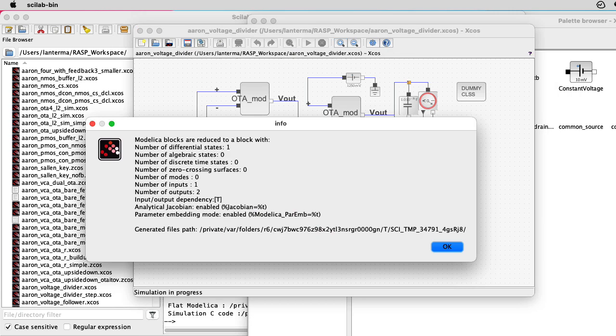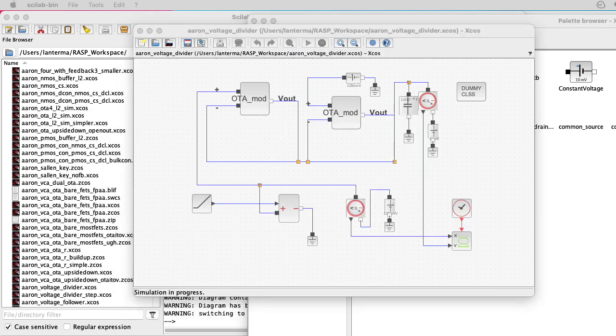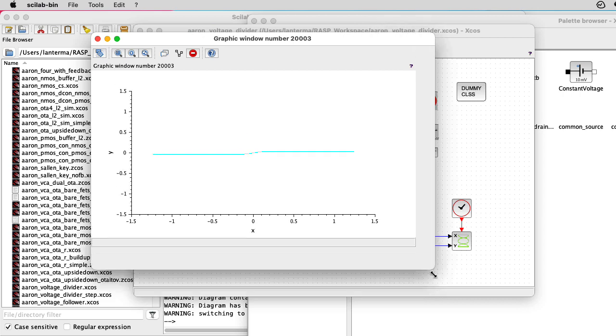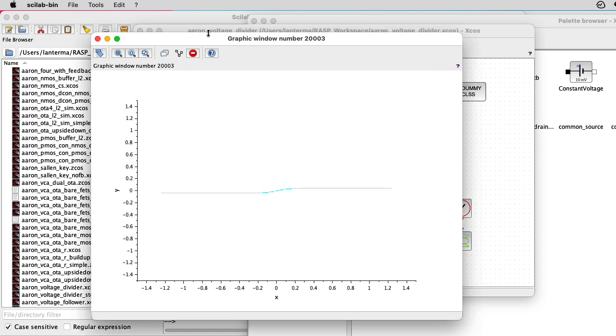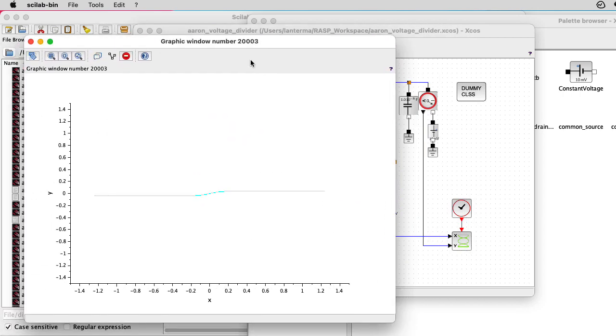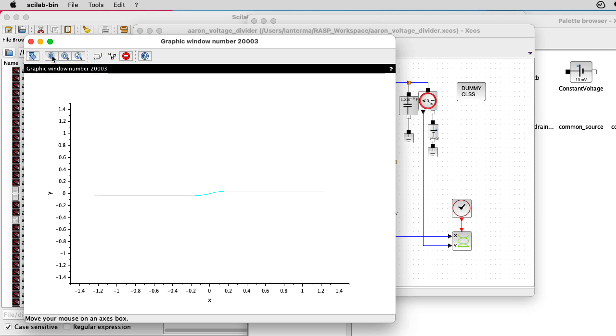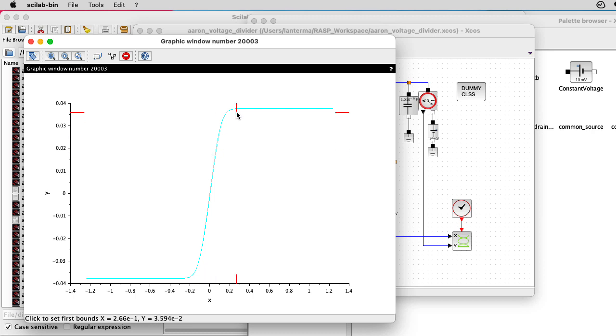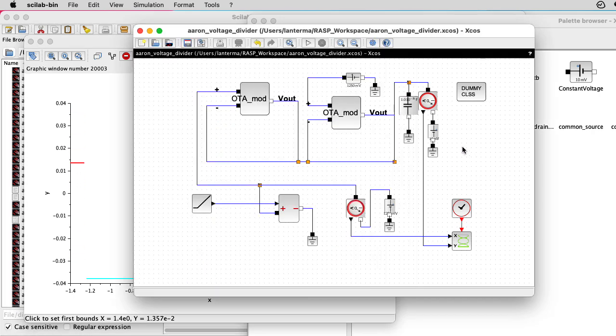All right, so let's simulate this. Oh, and look at that. It did indeed simulate. So basically, it looks like under some circumstances, Modelica doesn't like parameters to change too quickly. Oh, look at that. Isn't that nice? And putting the load capacitance here at the output of the amplifiers makes Modelica happy about that.